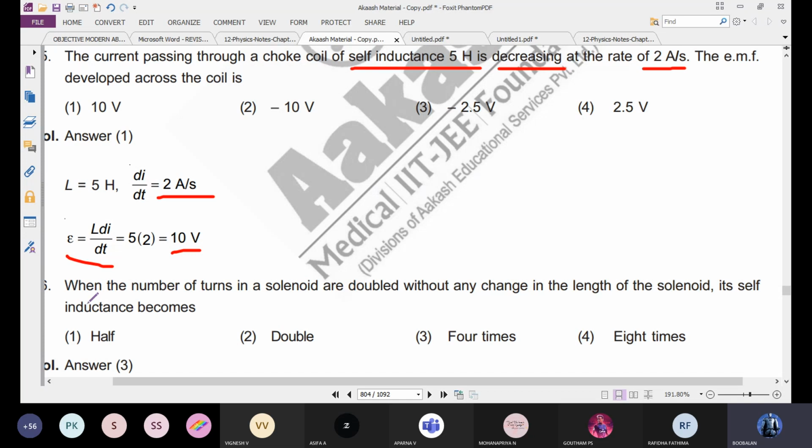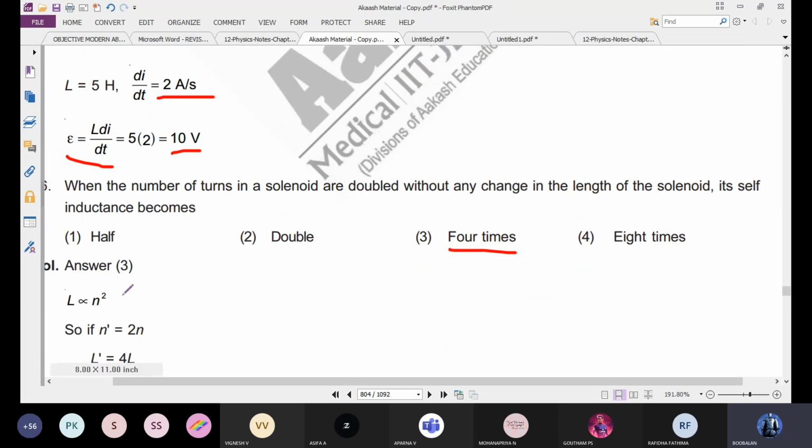Next one: when the number of turns in the solenoid is doubled without changing the length of the solenoid itself, the self-inductance becomes 4 times, because the formula is L proportional to N square. So 2 times means doubled, then you will get 4 times. Just remember the formula. The relationship between L and N is an N square formula.